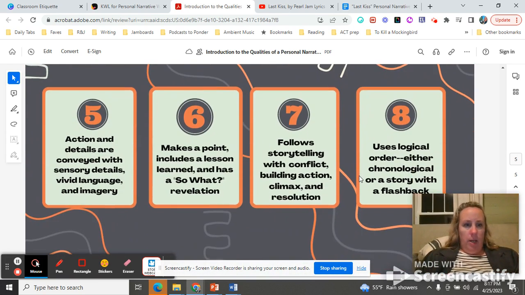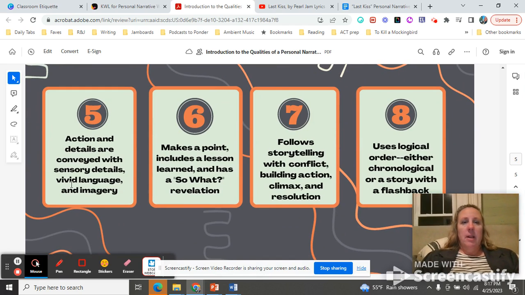The fifth quality of a personal narrative is that your action and details are going to be shown through vivid language and figurative language and imagery. The sixth quality is that it's going to make a point. There's going to be a so what, like why is this important? Why do you want to write this particular piece? What lesson did you learn? All right. I love quality 6. I think that's very important.